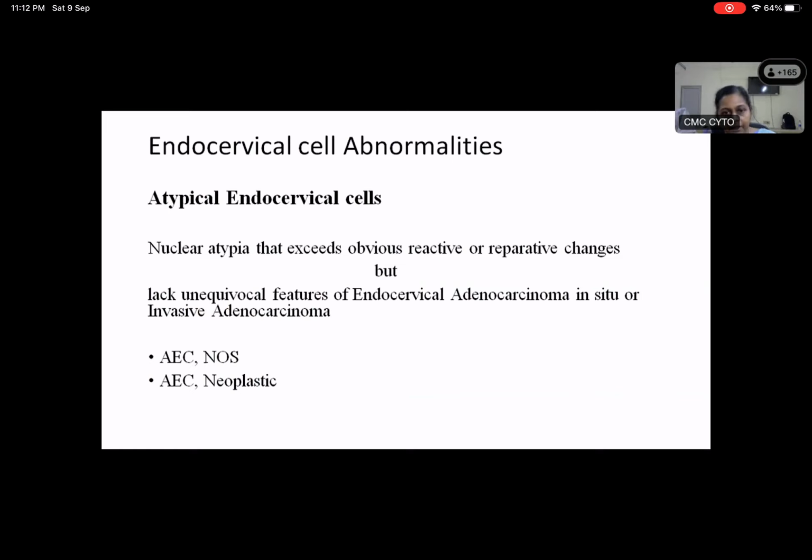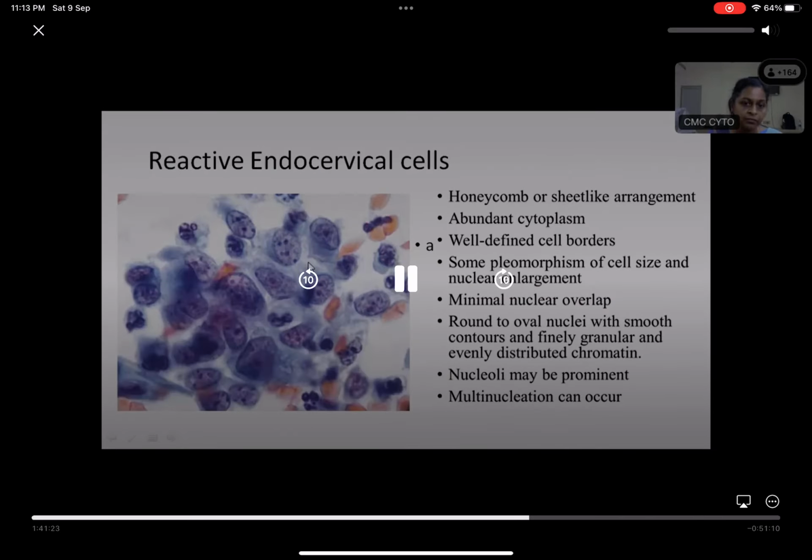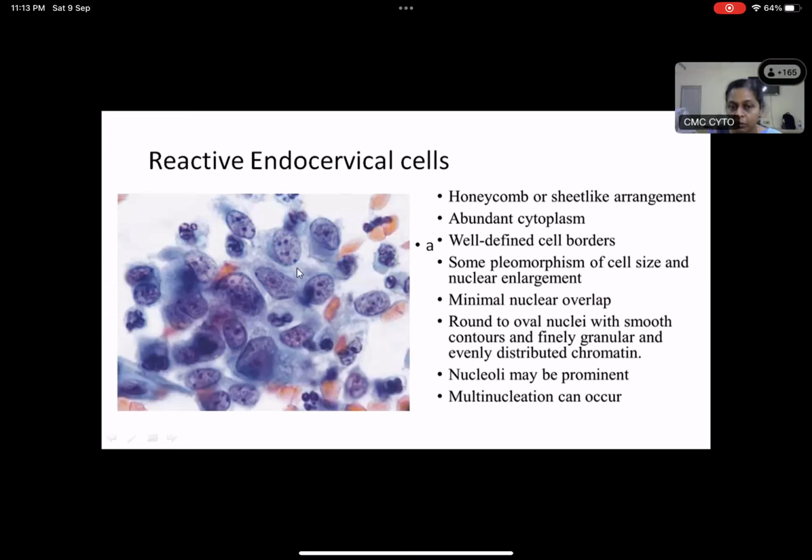So atypical endocervical cells, I already told you, more than normal, not sufficient to put into neoplastic category. And again, there is AEC NOS and AEC favor neoplastic. I'm just going to show you some textbook pictures now. First, let us remind ourselves of what reactive looks like. So reactive, you can see that the cells are very distinct from each other. Okay, they look actually pretty scary. But you need to remember and look for the specific criteria. There is no overlapping. Well-defined cell borders are there. Prominent nucleoli are present, and the nuclear contours continue to be smooth.